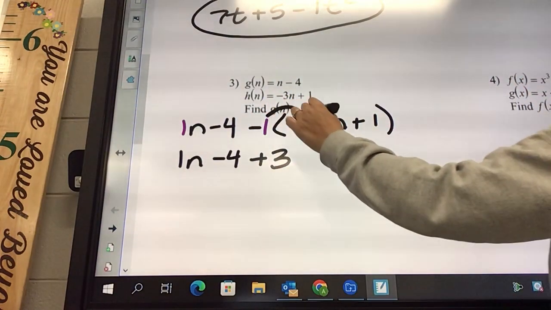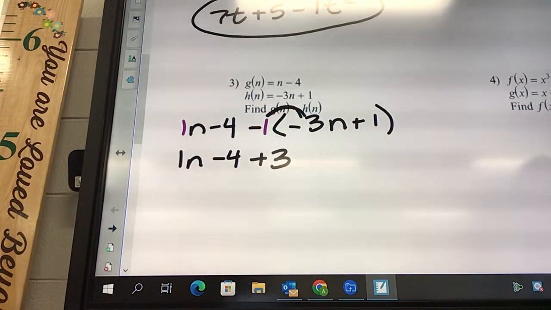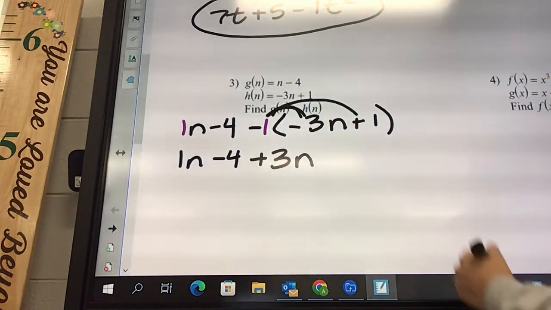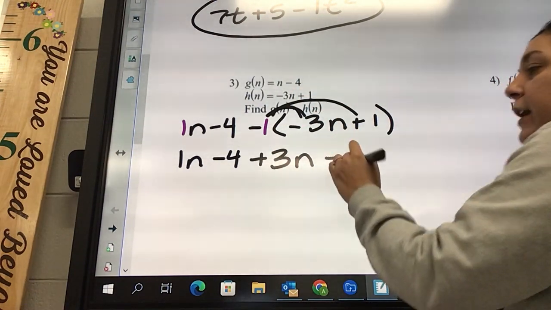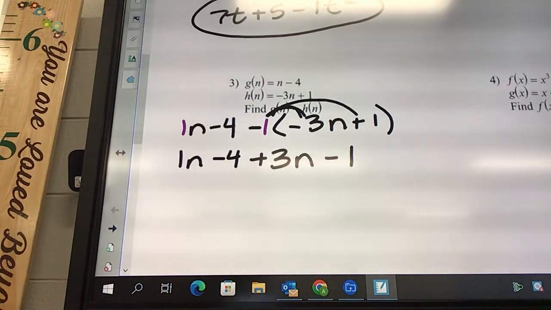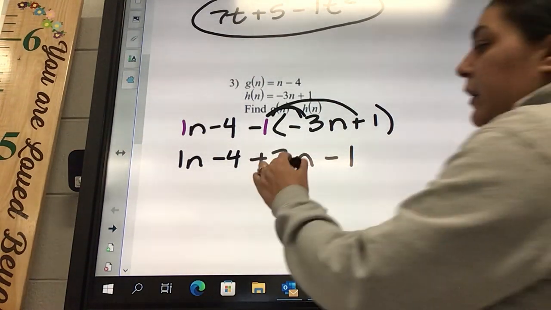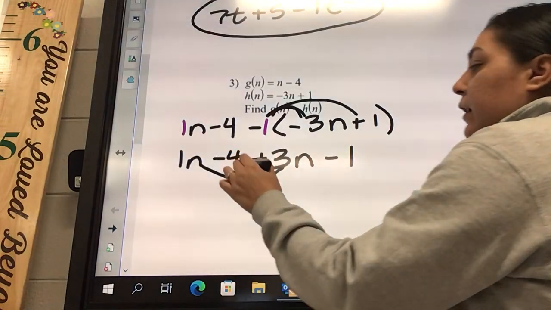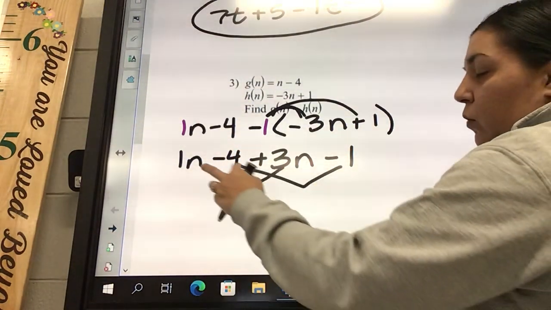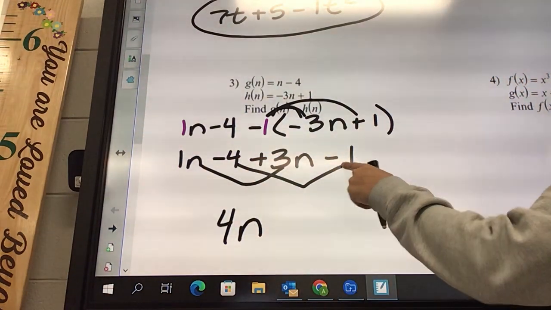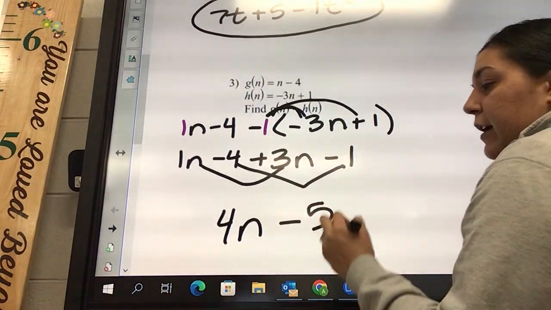From here to here, how many n's do I have? 1. So it's going to be n. Negative 1 times positive 1. It's going to be negative 1. What can we combine? The 1 and the 3, and the 4 and the 1. Okay, so 1 plus 3 is going to be 4n. Negative 4 minus 1 is going to be negative 5.